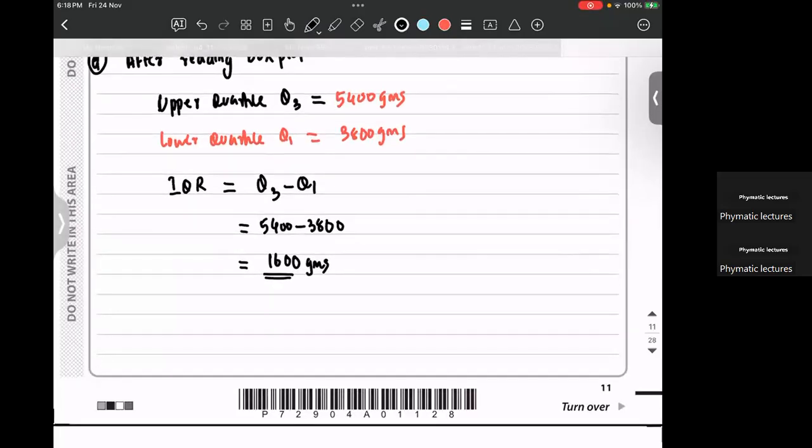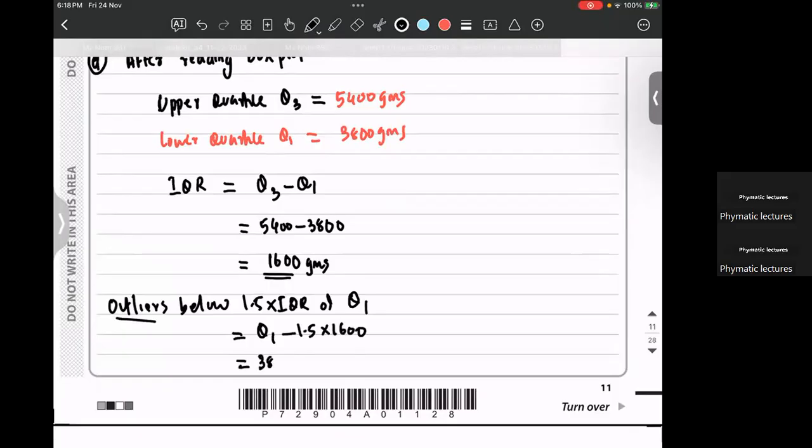Now see outliers below 1.5 times the interquartile range of Q1. So that means Q1 minus 1.5 times 1,600. Q1 is 3,800, so 3,800 minus 1.5 times 1,600. So what is the answer? 1.5 times 1,600, that value we should subtract from 3,800, so we will get 1,400 grams.